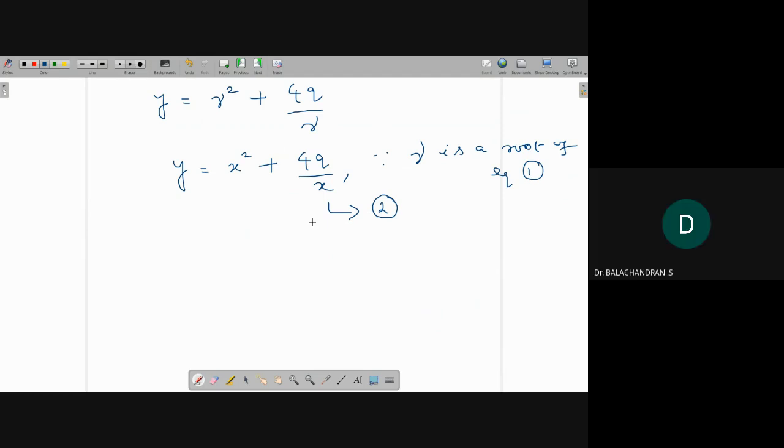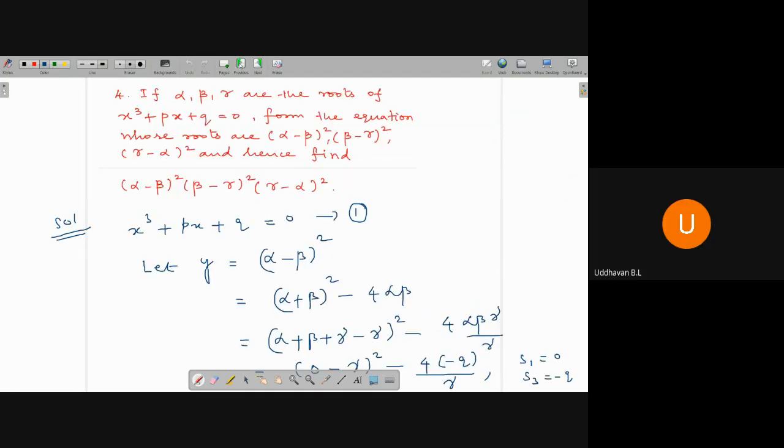Sir, can you show the previous page, sir? In that, alpha plus beta the whole square minus 4 alpha beta, each alpha and beta is a root of the equation, sir. So why can't we directly substitute x in place of them? Here, x plus x the whole square minus 4x square.